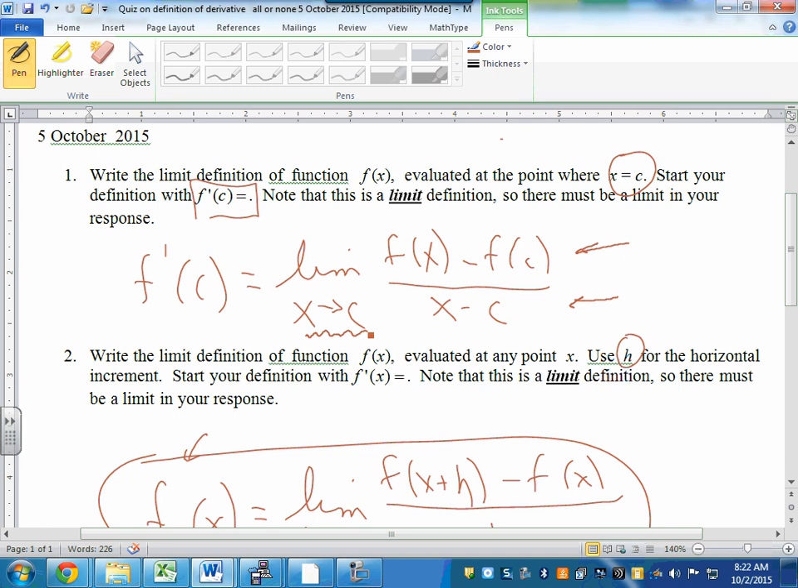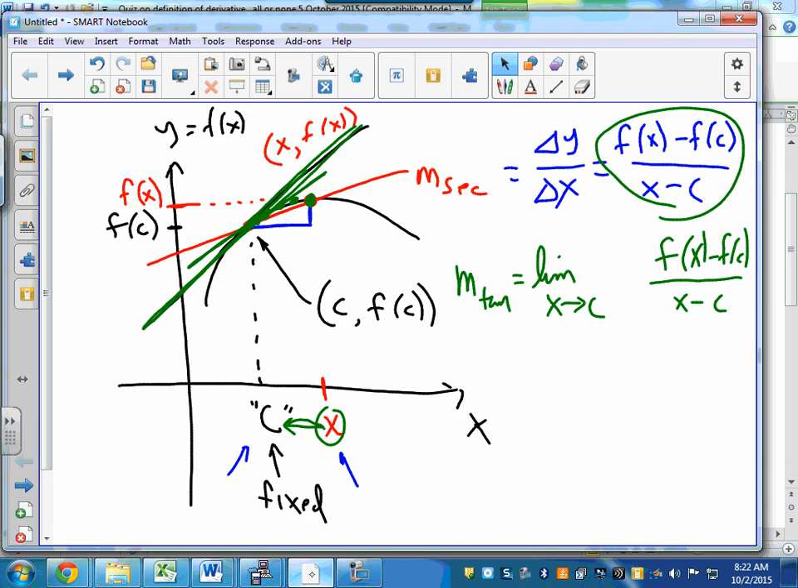Okay, how about the other formula? It's a very similar idea, except now we are not going to have a specific value c. We're going to have sort of an arbitrary value c. The picture looks like this.